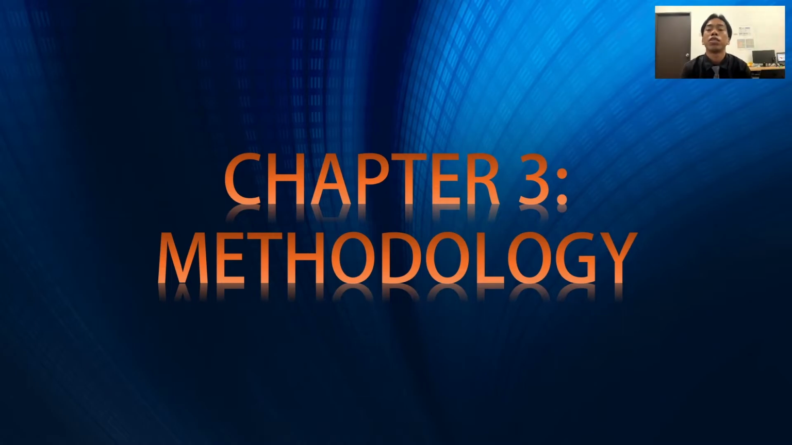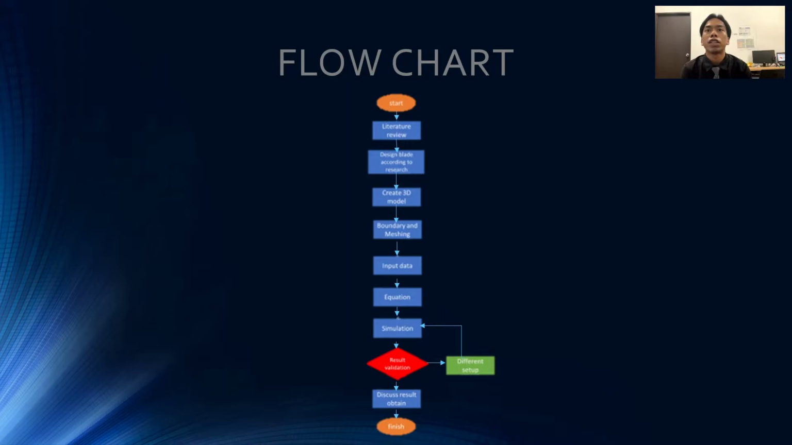Okay, for chapter 3, which is methodology, the first one is the flowchart. We start, and then we do the literature review. Next, design the blade according to research. Next, create the 3D model, and then boundary and meshing. And then input data. Next, equation. And then we do the simulation. After the simulation, we get the result validation. If the result validation is valid, we move to discuss the result obtained. If the result validation is not valid, we do a different setup and then do the simulation again. After we discuss the result obtained, we finish and then we get the data.